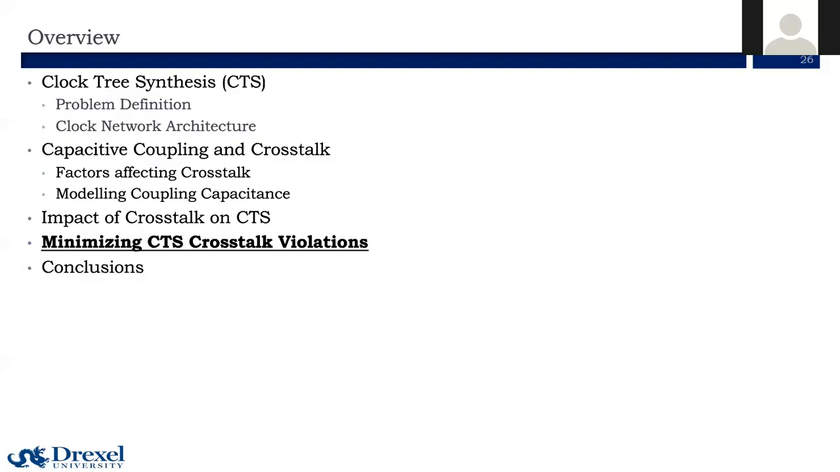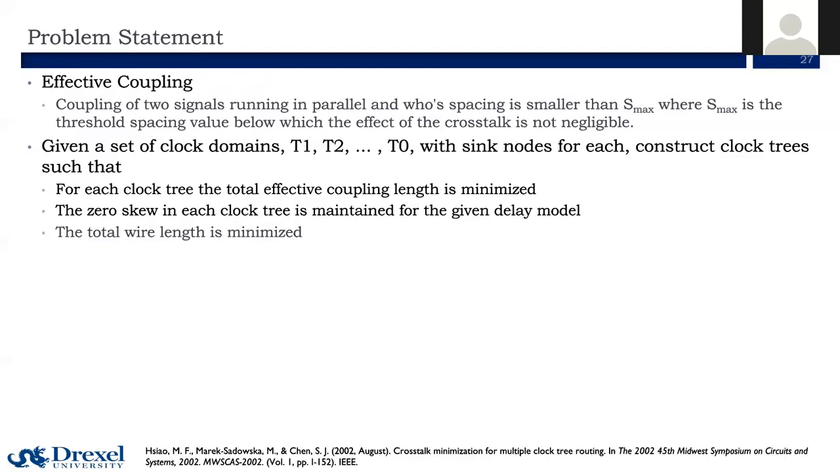In this section, we will be discussing methods to minimize crosstalk violations during clock network synthesis. We will start by defining the problem. Given two wires in parallel, we could define S max as a threshold such that if the wires are farther than S max, then the crosstalk would be negligible. The coupling capacitance in this scenario would be our effective coupling.